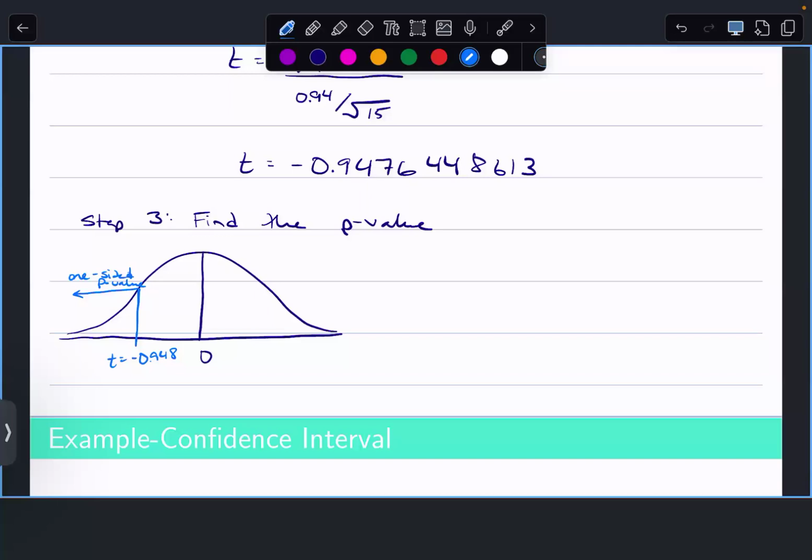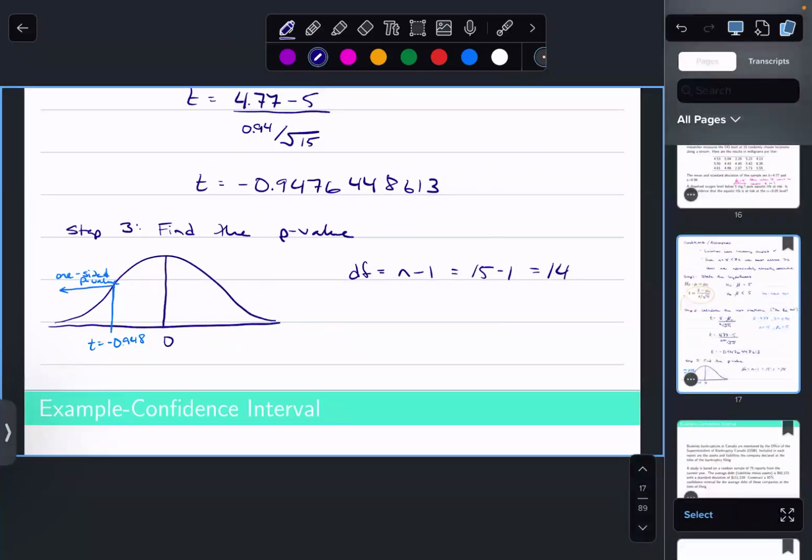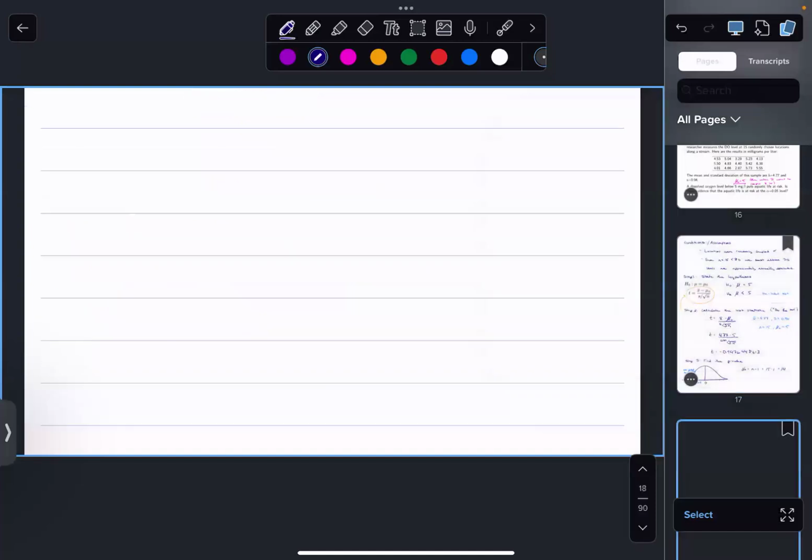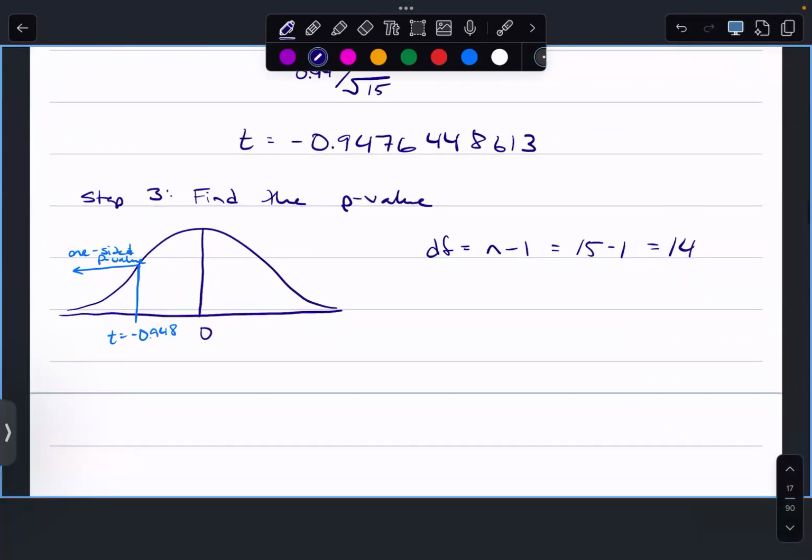The only new thing is that I need to find my degrees of freedom first, right? So my degrees of freedom is n minus 1, which means, and I don't like to do calculations across the page, but these are just so little, 15 minus 1, I have 14 degrees of freedom. As long as we use 14 degrees of freedom, you can check on your table and you have a line for 14 degrees of freedom.